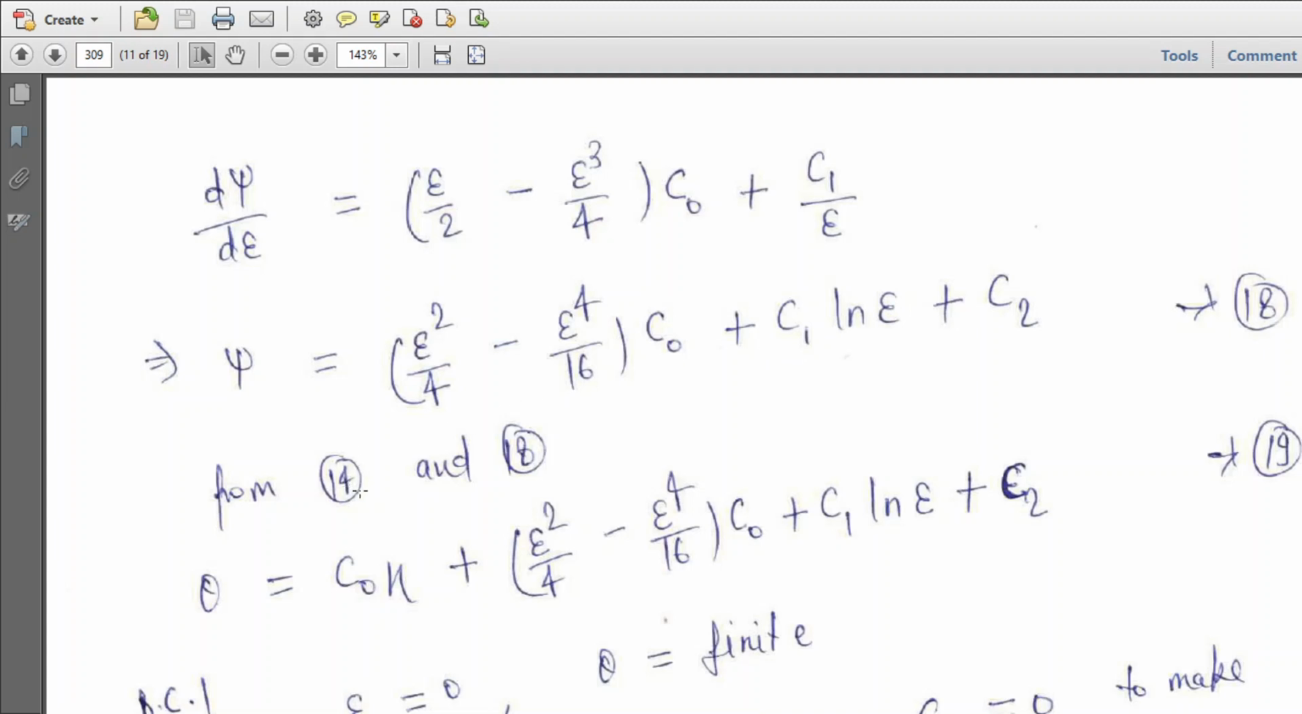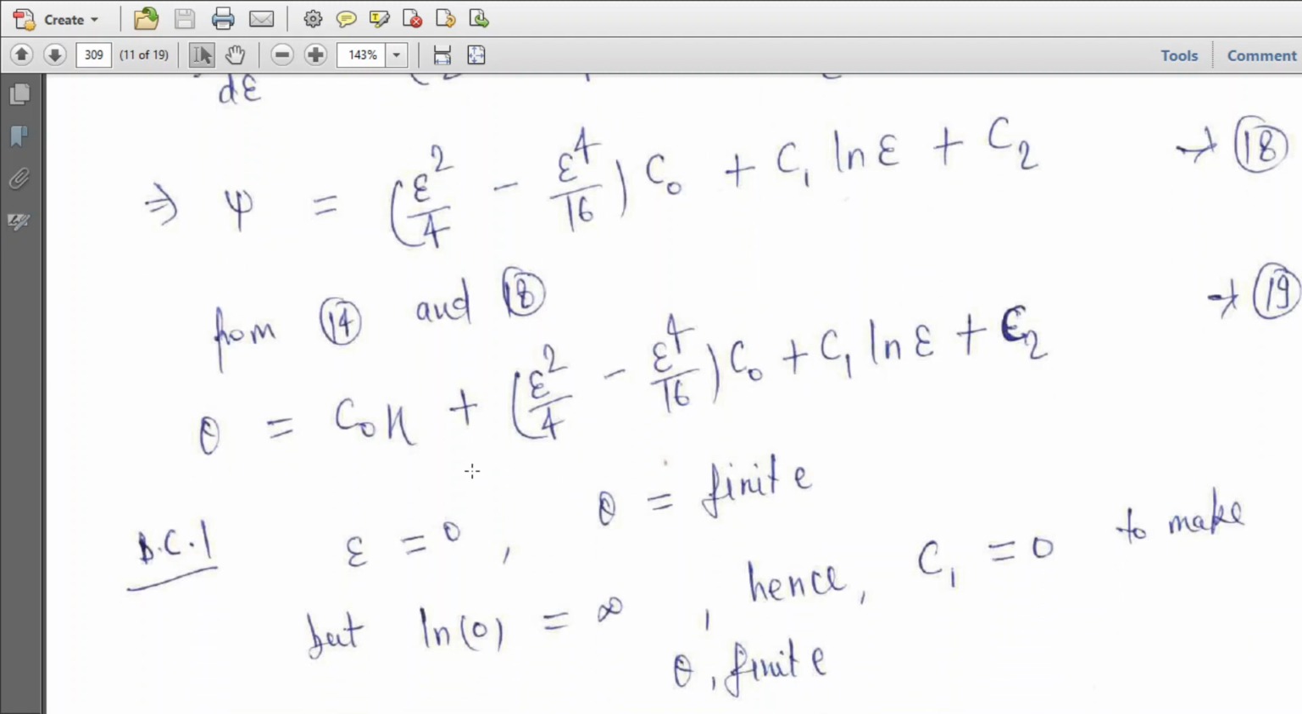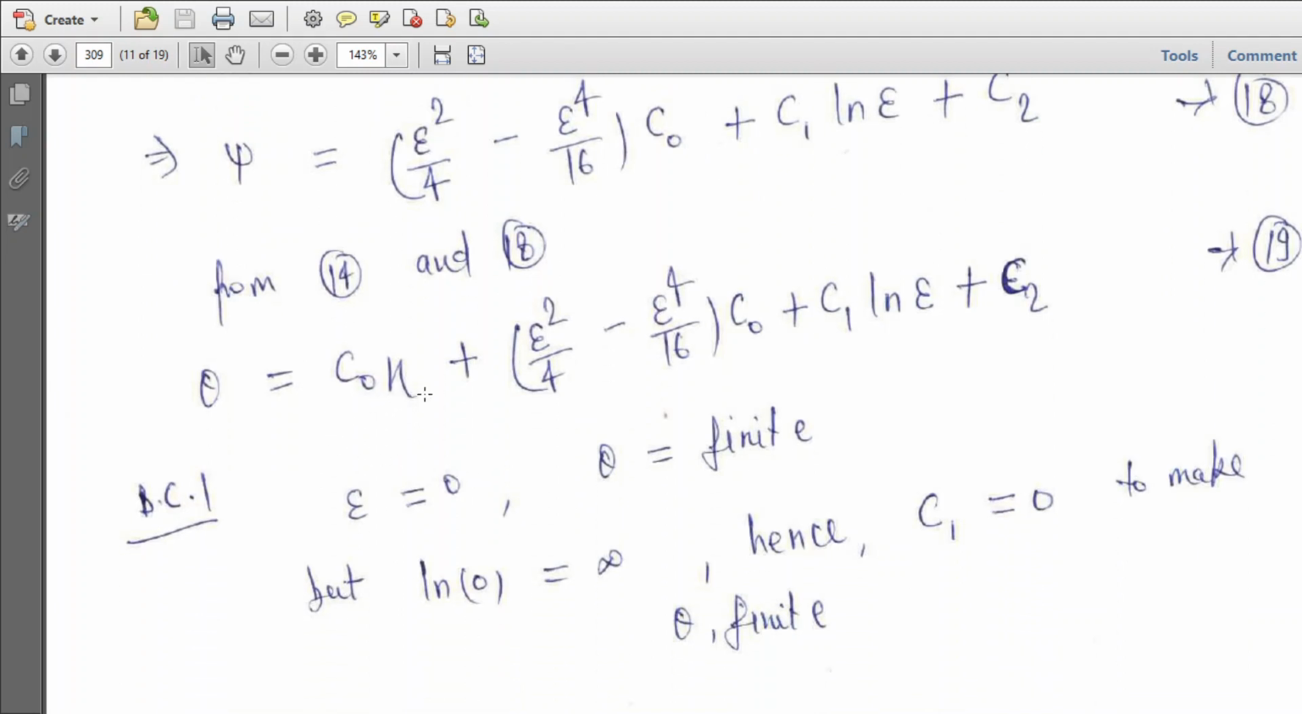Now from equation number 14 and 18 we are getting theta equal to C naught eta plus epsilon square upon 4 minus epsilon 4 upon 16 C naught plus C1 ln epsilon plus C2. Now we have boundary condition 1: at epsilon equal to 0, theta must be finite. So if I put epsilon equal to 0, this term is becoming infinite. So to make it finite, that constant C1 must be equal to 0. Therefore C1 is 0.